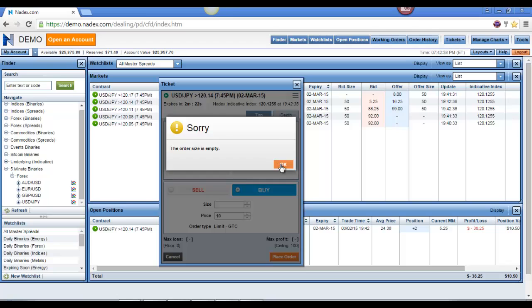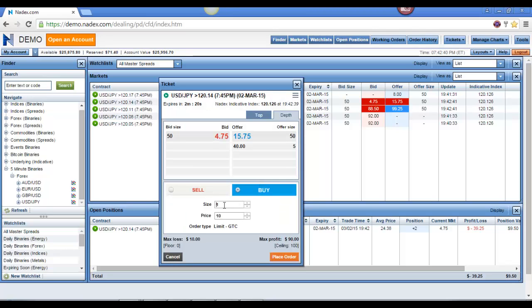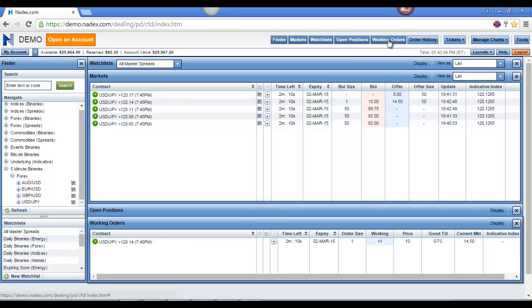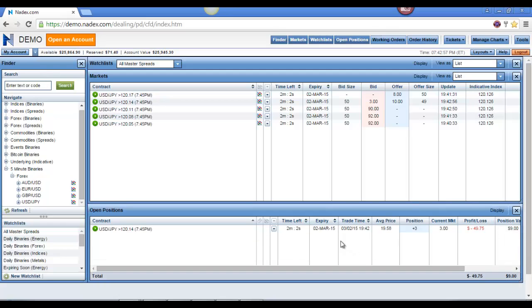Well, let me put a quantity in there. I want to buy it for 10. Well, notice it did not fill that order. If I go right here to working orders, see it, it's sitting in working orders. Because when I put it in that I wanted to buy it at 10, the market was at 17. It hadn't gone down to 10 yet. Now it did go down to 10, and it filled it.